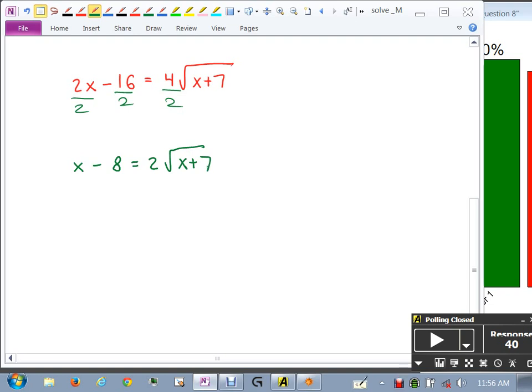And now let's go about doing whatever we got to do. What do we got to do? Square both sides. When I square the left, I'm going to have to expand that. When I square the right, I'm just going to have to be careful. That's all. So what is the left side there?